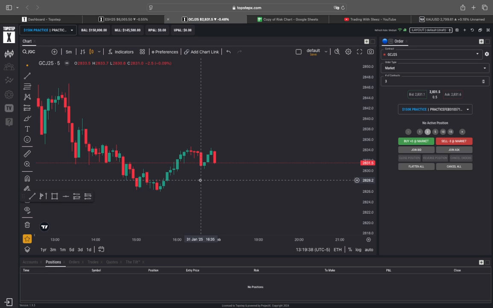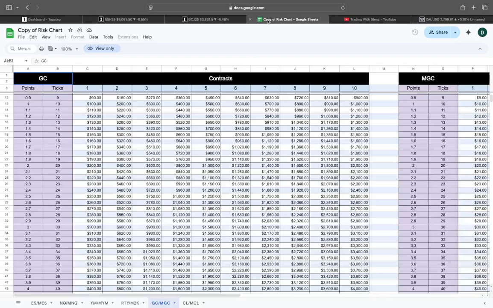And that's how you set up your TopStep account. Now, the next video is going to show you how to set up your TradingView account. And I'll make sure I have the TopStep account, or topstep.com, and a copy of the risk chart in the description of this video.